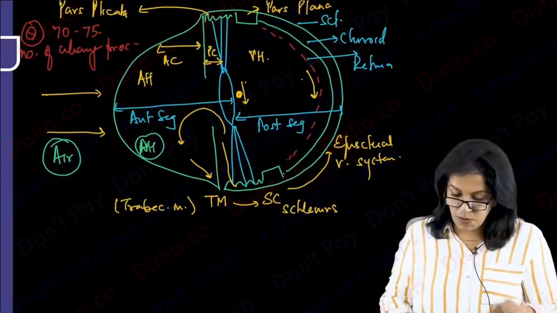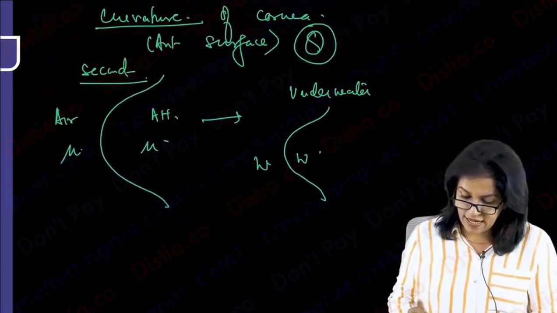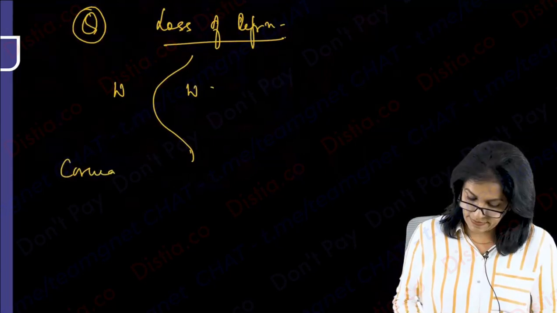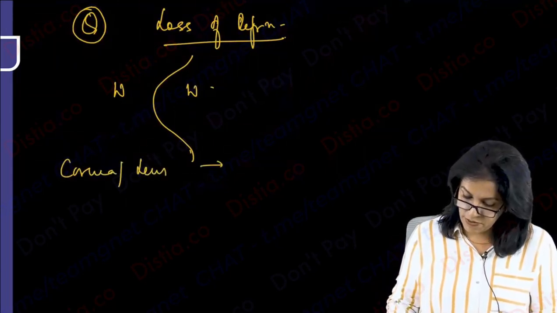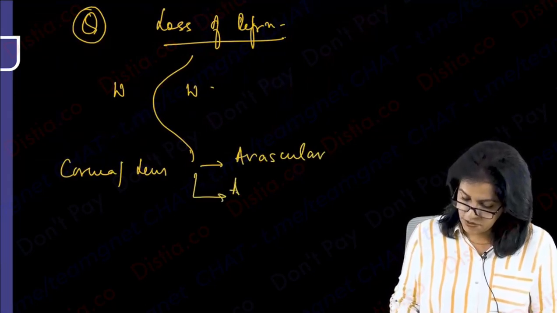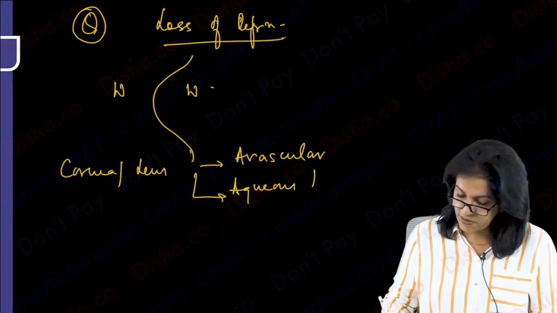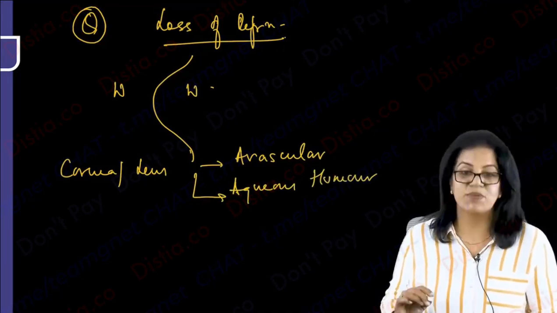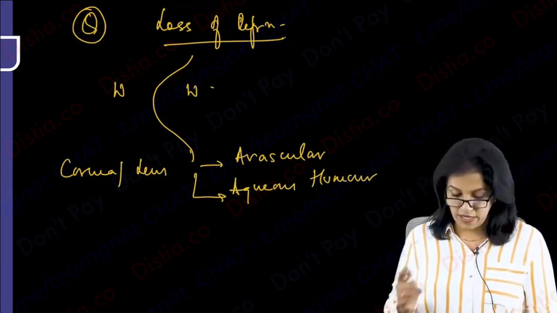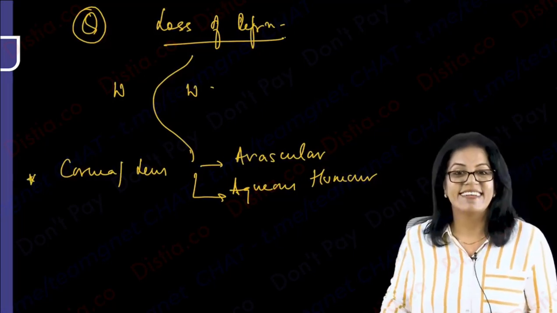Can we note it down? So write down, both the cornea and lens are avascular. And from where do they get their nutrition? We know it: aqueous humor. Anything which is circulating can only give nutrition. So the answer should be aqueous humor. Done? Okay, so this was another important point.